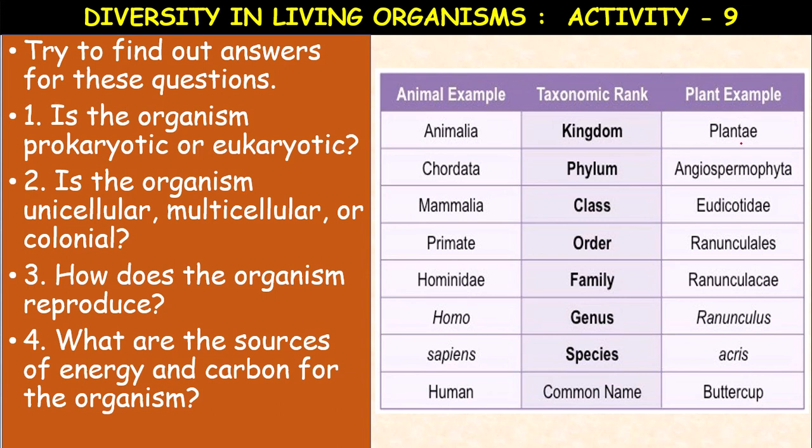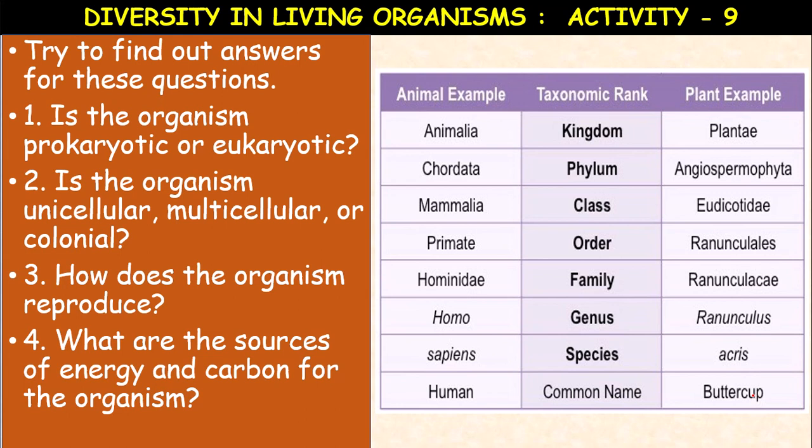And if you take a plant, kingdom Plantae, phylum Angiospermophyta, class Eudicotidae, order Ranunculales, family Ranunculaceae, genus Ranunculus, species acris, Ranunculus acris. So the common name is buttercup. Like that you can consider any organism and classify it based on the characteristic features, and you can write the taxonomic classification also.